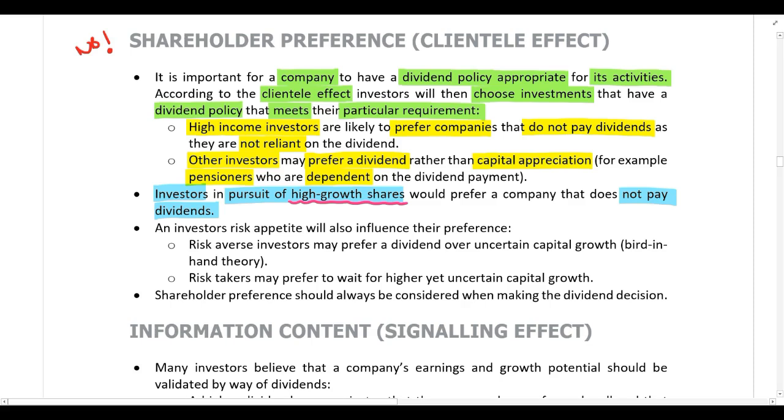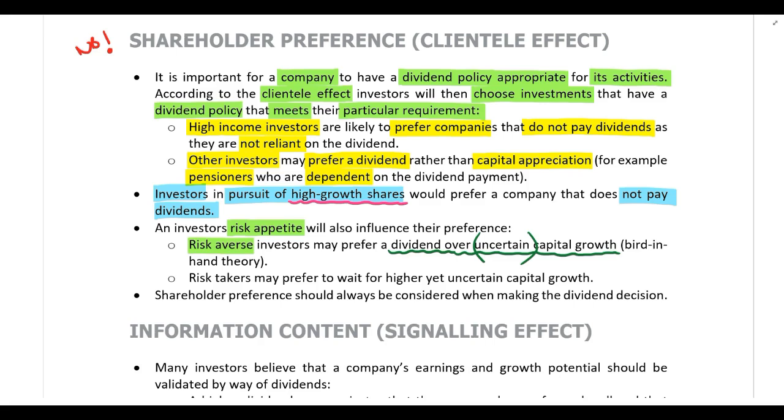In addition to that, guys, an investor's risk appetite will also influence their preference. If an investor is risk averse, meaning that they don't want to be exposed to risk, they don't want to take risk, they would prefer an annual dividend over uncertain capital growth. Remember, guys, capital growth is uncertain. A lot of things can change in the future, and maybe the share price of the company doesn't actually increase. Maybe the value of the company doesn't increase. Maybe the economy goes down and everything goes down with it, and when the investor finally sells their shares, they actually lose. So some investors who are risk averse would prefer getting a known dividend every year and getting their return in the form of dividends rather than waiting for capital growth that might not actually happen. And that's referred to as the bird in the hand theory.